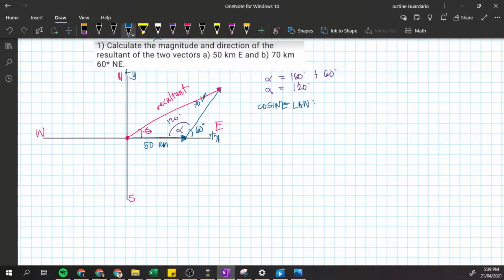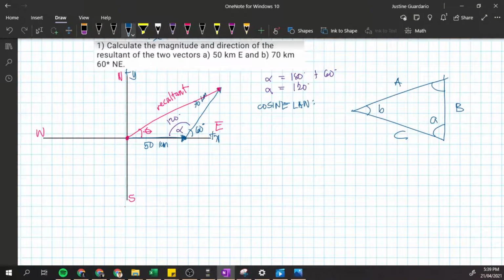Okay, ano si cosine law? Si cosine law kasi, for example, let's draw another triangle here. If I have a triangle here, sides A, B, and C, tapos meron tayong angle, okay? For example, may angle ako dito na, I'll represent my angle here small a, tas ito small b, tas ito C.